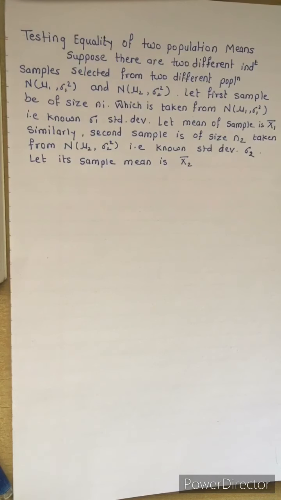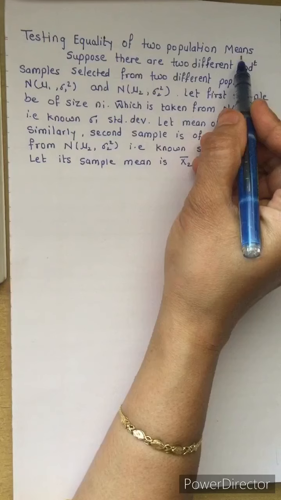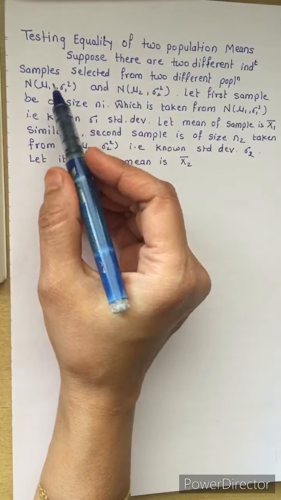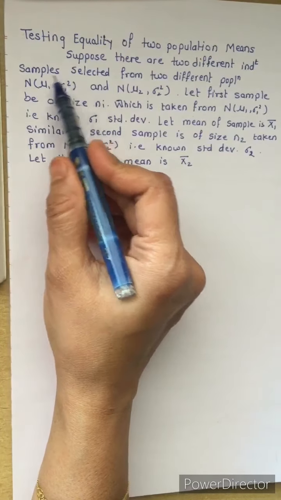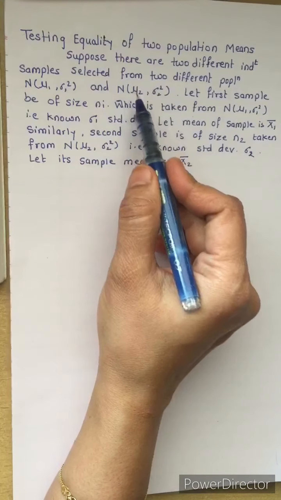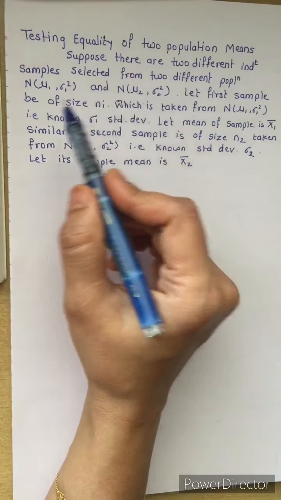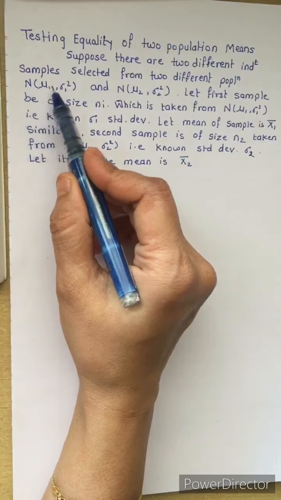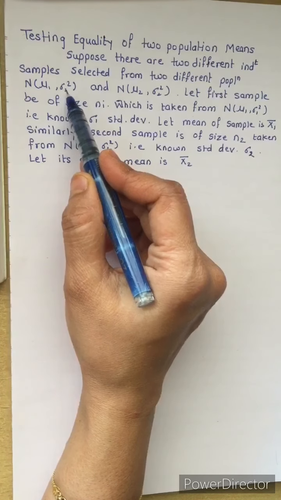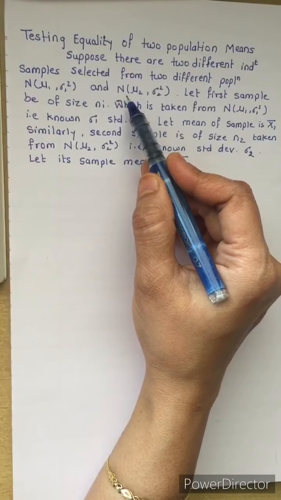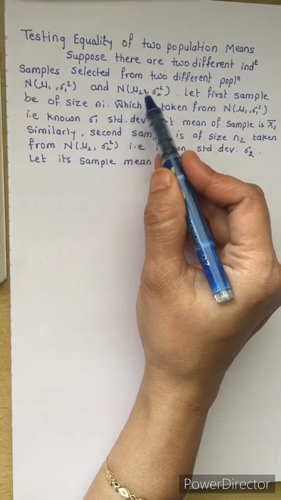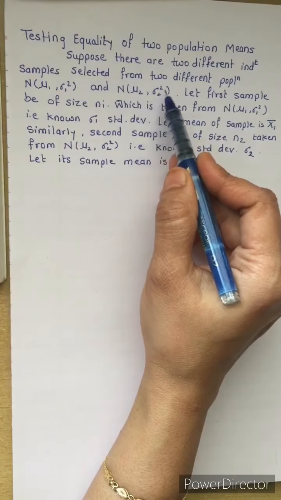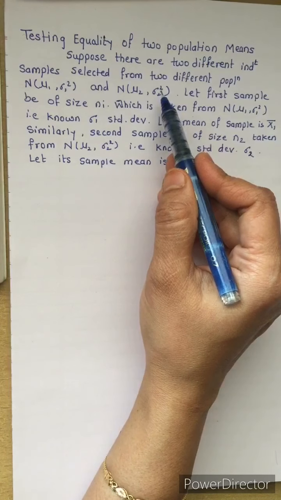We are going to see the testing of equality of two population means. When we say two population means, it means we need to consider two different and independent populations. So here we consider a normal population with mean mu1 and variance sigma 1 square, and another one is again a normal distribution with mean mu2 and variance sigma 2 square.